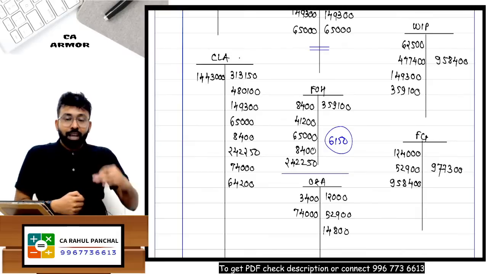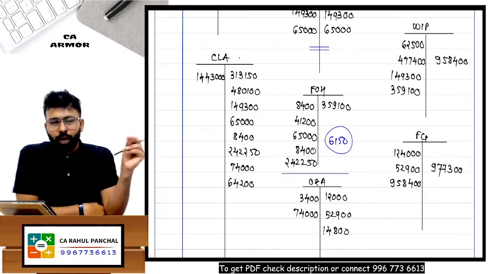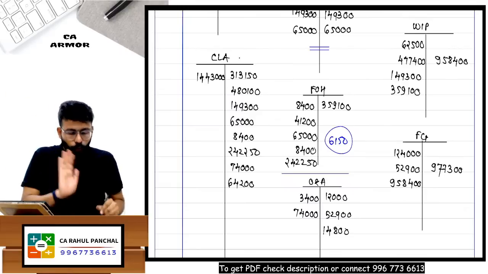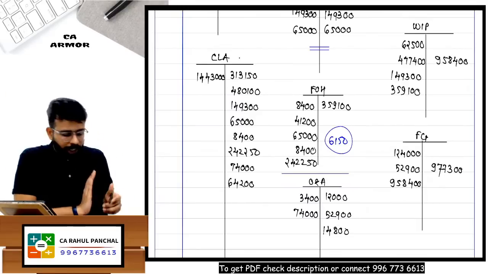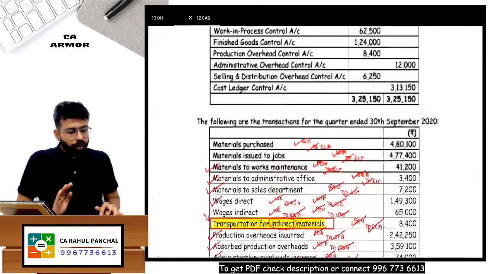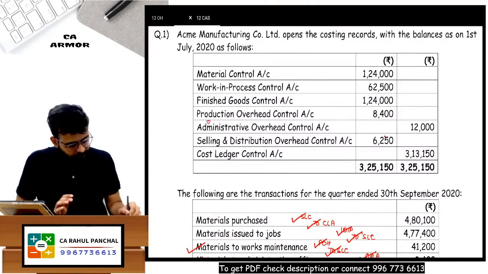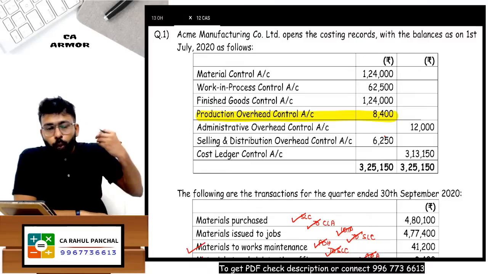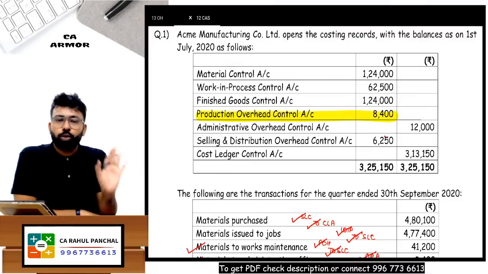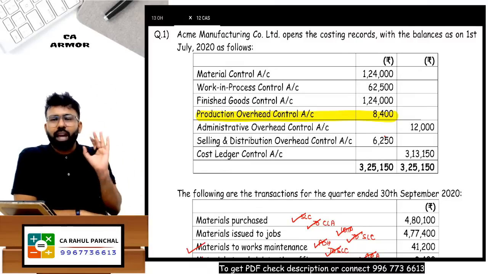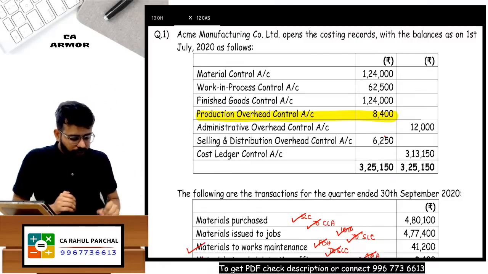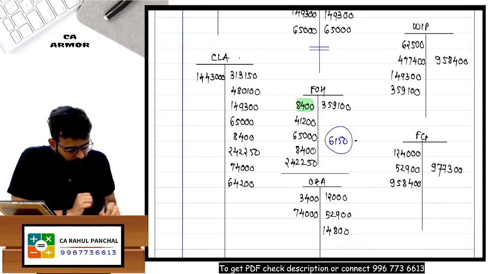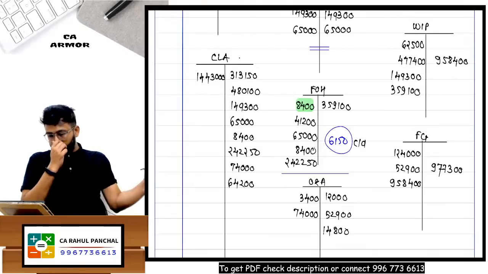Sir, what will you do with this? You have two options. Either you can transfer it to the P&L account and write it off in this year itself, or you can transfer it to the next year. Sir, how will you come to know what should be done? Check the question. Do we have an opening balance? Yes, we do have an opening balance. So this indicates that the company has a policy to carry forward and it should not be transferred to the P&L account. 8,400 was there in the opening, so it should be carried forward, carried down, and not transferred to the P&L account.